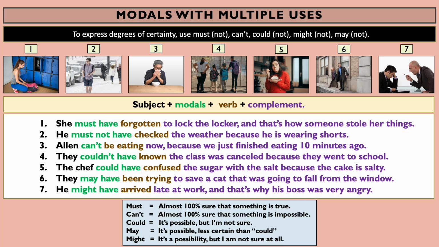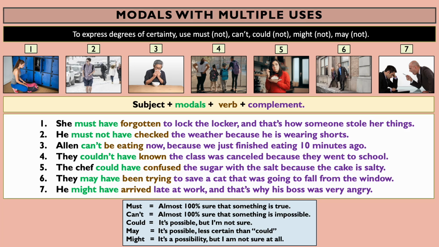For number 5, the chef could have confused the sugar with the salt because the cake is salty. In this case, you're eating the cake, and instead of feeling something sweet, it tastes like salt. It's salty. So a possibility is that probably the chef confused the sugar with salt when the chef was cooking, and that's a possible explanation, a possible reason why the cake is salty. But you are not so sure. That's why you're using could.